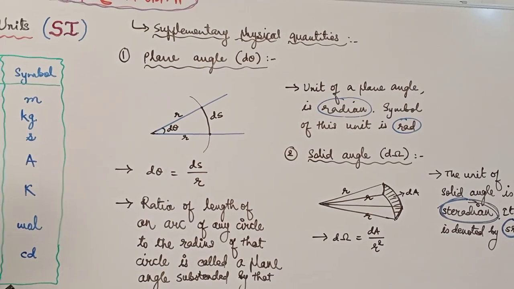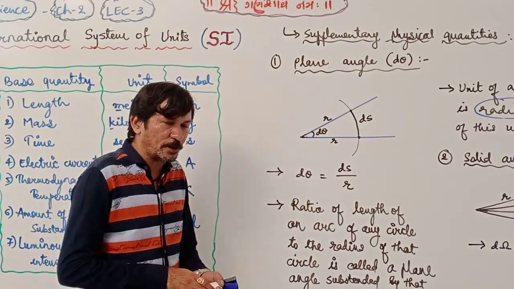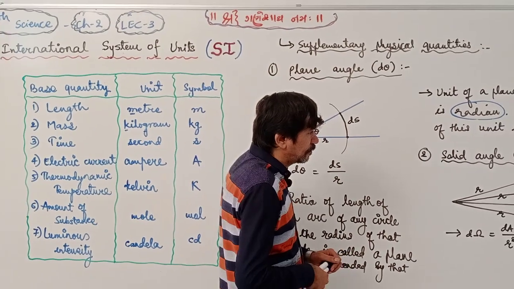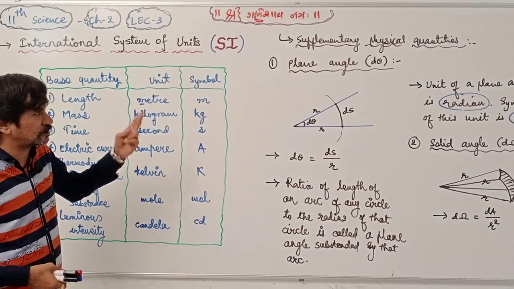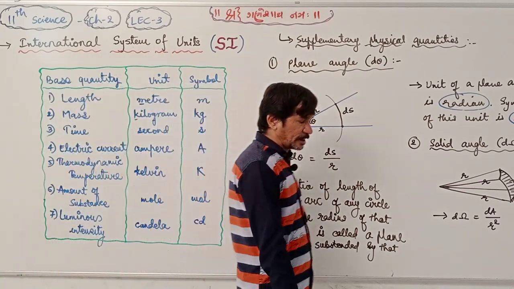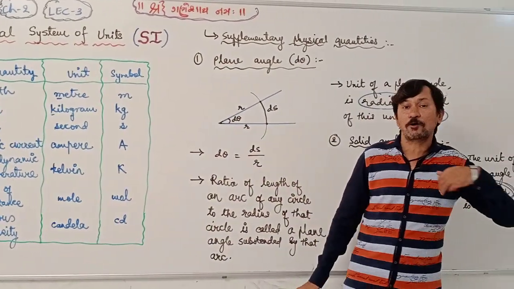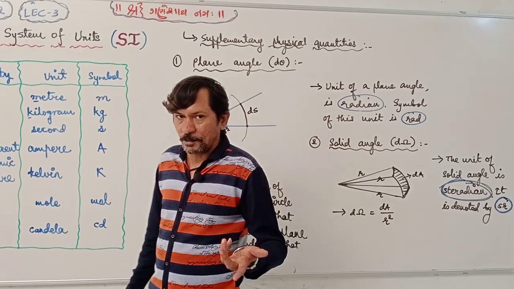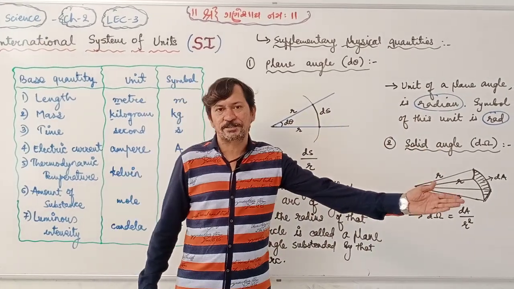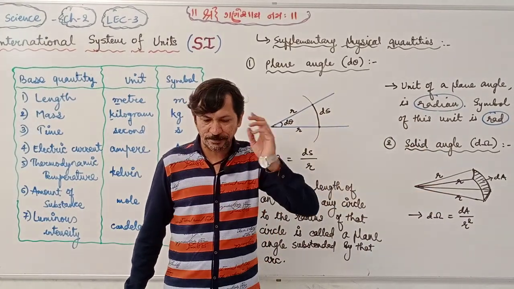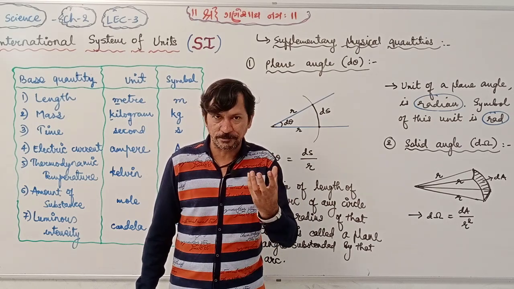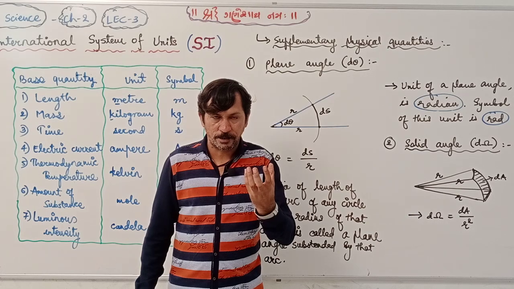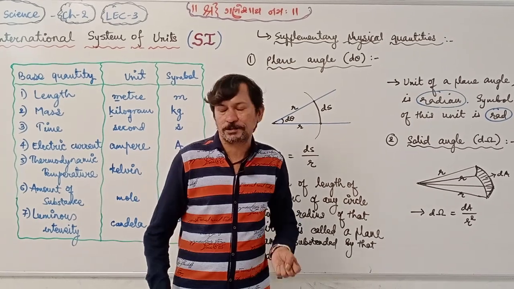Any problem? I hope you will complete the definition for yourself. You will complete the entire table of SI units and the 2 supplementary physical quantities. In the next lecture, I will explain how you can convert radian into degrees and degrees into radian. We will attempt a few sums. We will practice some questions.